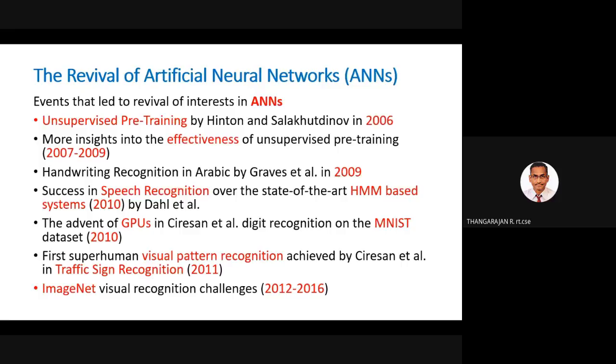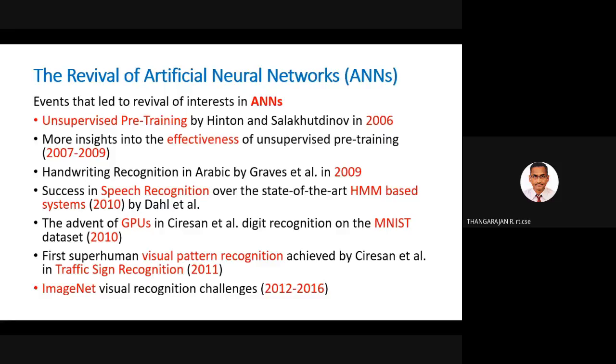Then in 2009, handwriting recognition in Arabic was done successfully by Graves et al. That was the first time people applied a multi-layer neural network to handwritten character recognition, and this was done successfully. I don't remember what the accuracy was. Maybe it was not very high, but it was around 56, which was quite high in those days compared to the state-of-the-art approach.